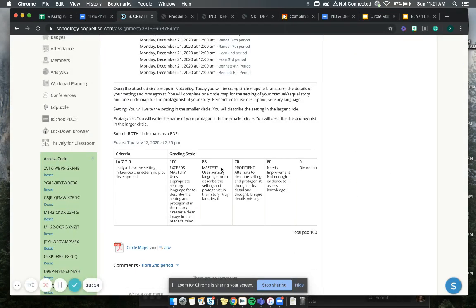Okay, so you're responsible today for doing both your setting circle map and your protagonist circle map. You are submitting both circle maps as a PDF. Do not submit screenshots, submit it as a PDF.